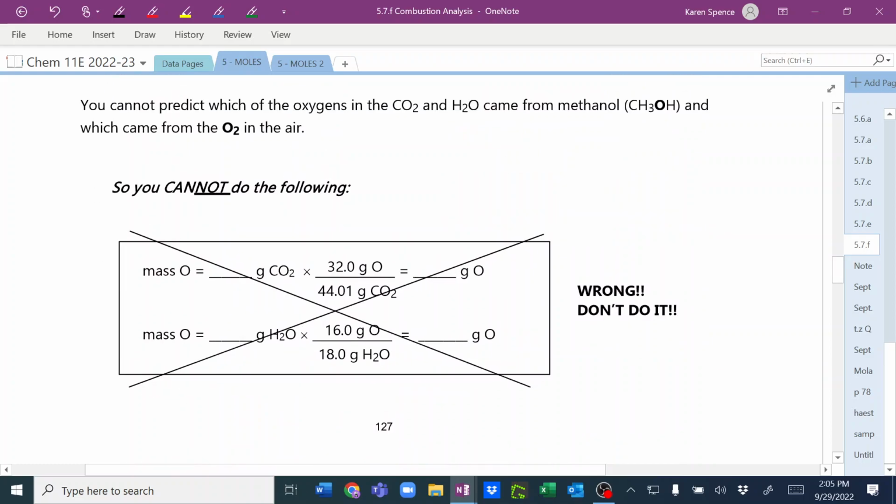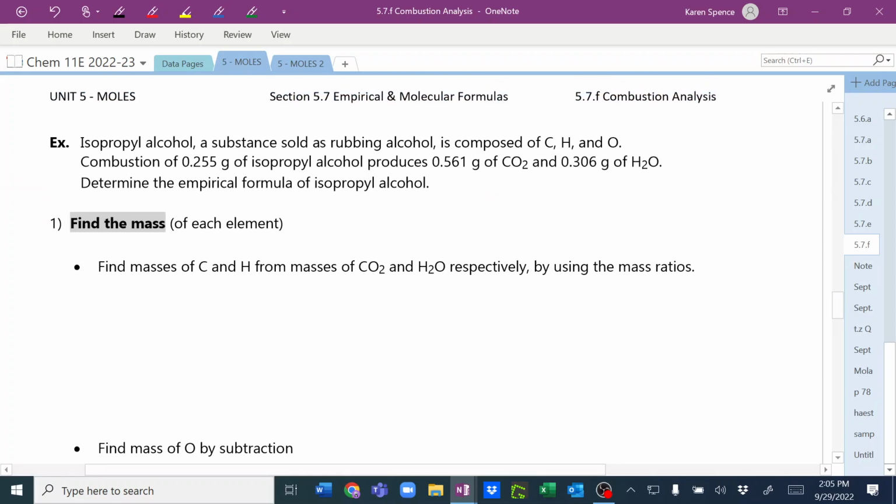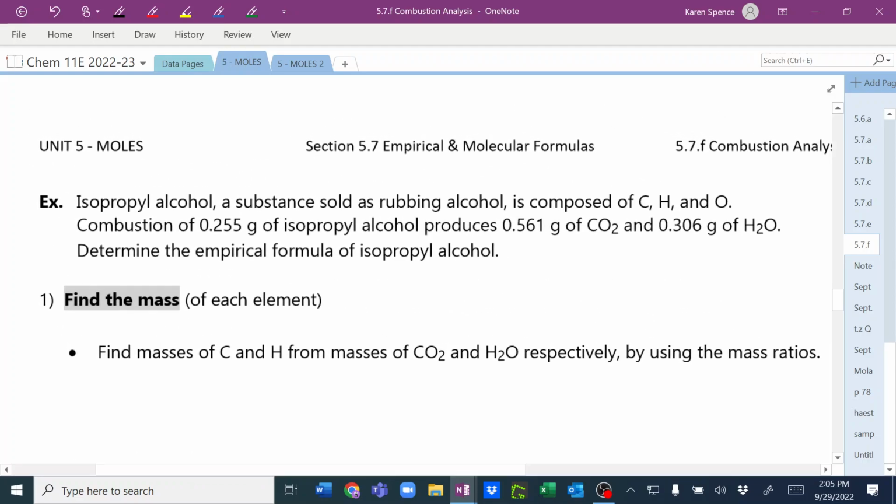Okay, so you can't be like, oh, mass of oxygen equals grams of CO2 times 32 grams. You cannot do that. Okay, you cannot do that. No, just don't. Just don't. All right, shall we do this example? Isopropyl alcohol. If it's an alcohol, what group does it have on it? Do you remember?